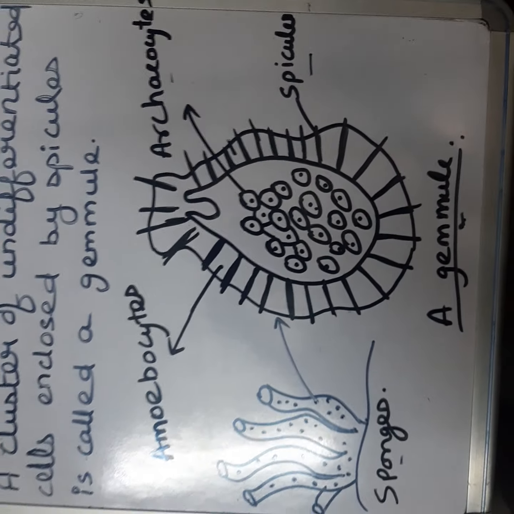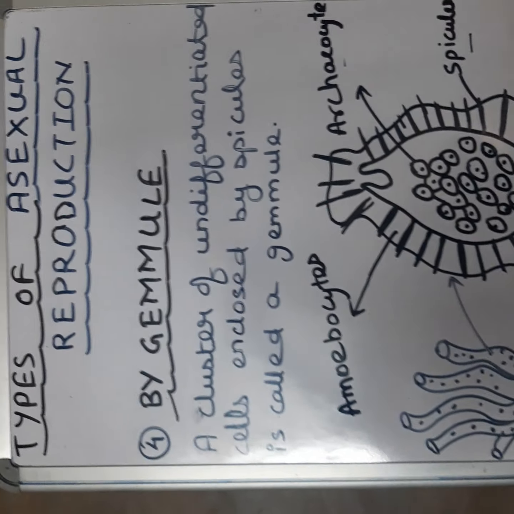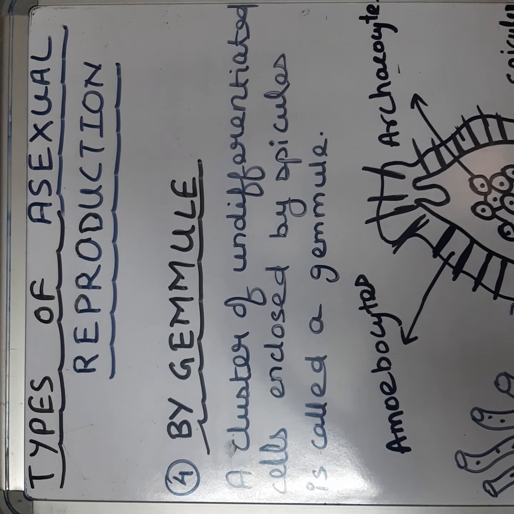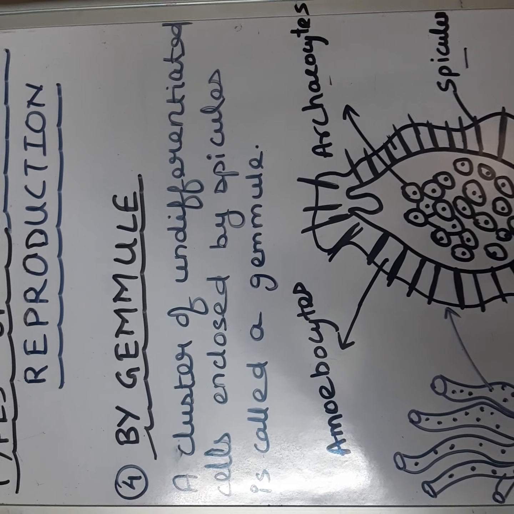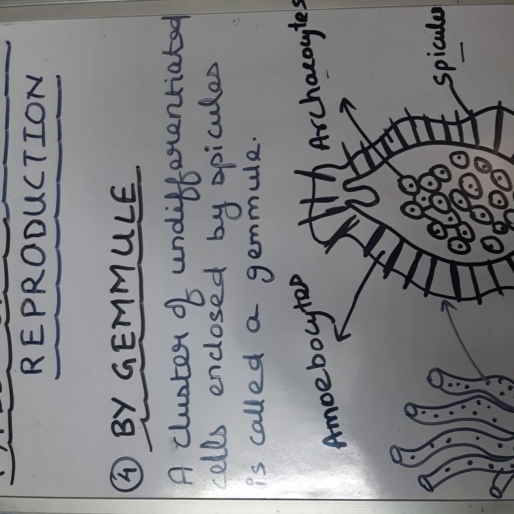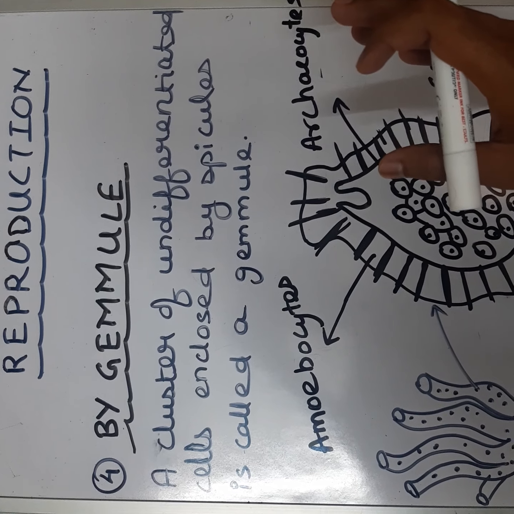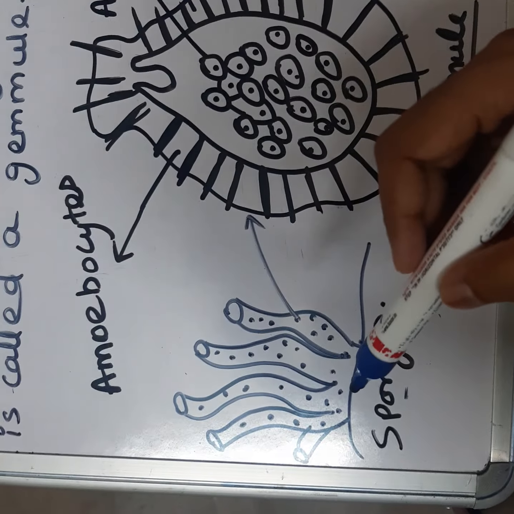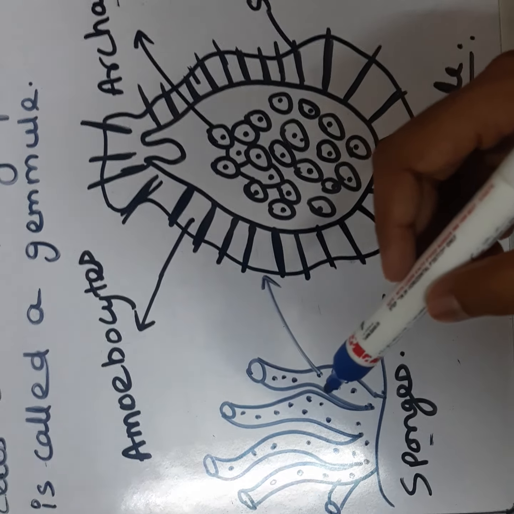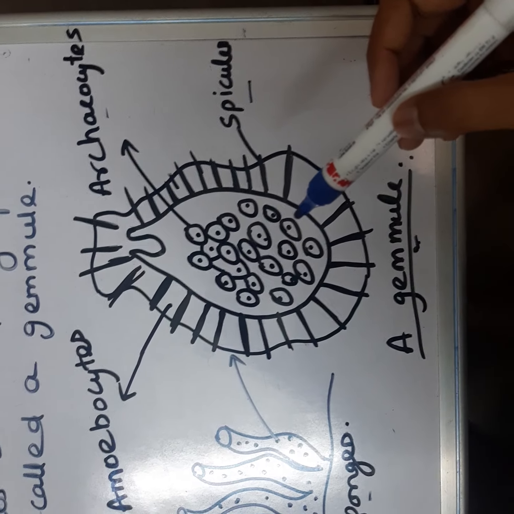Is it clear? So let me summarize this again. As we were talking about the asexual reproduction types, the fourth type is by gemule. A gemule is a cluster of undifferentiated cells enclosed by spicules. Is it clear? These are the sponges. Sponges contain or form gemules. This is the structure of a gemule.